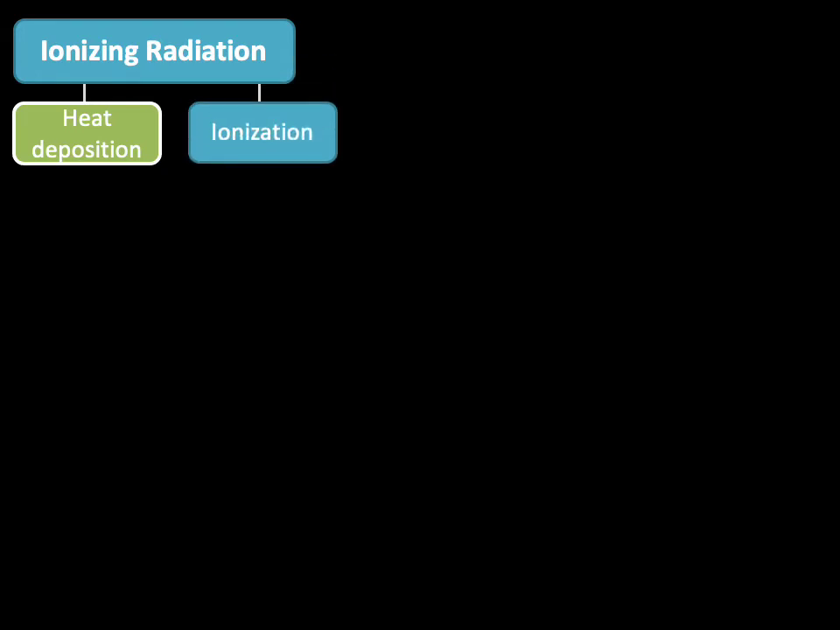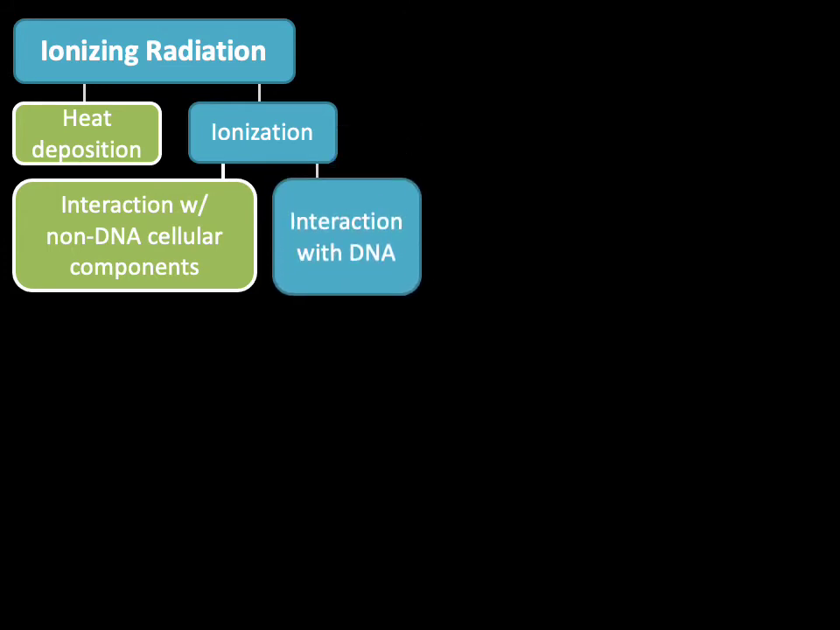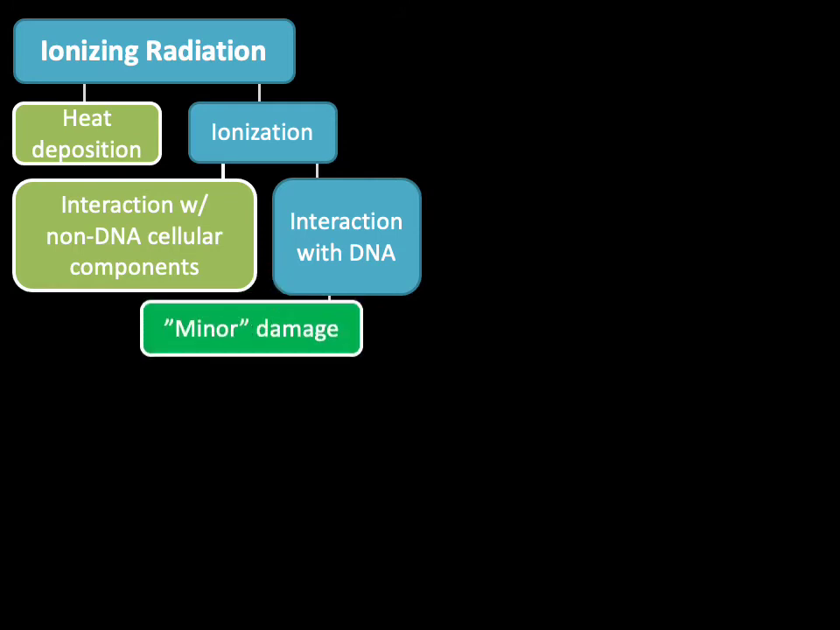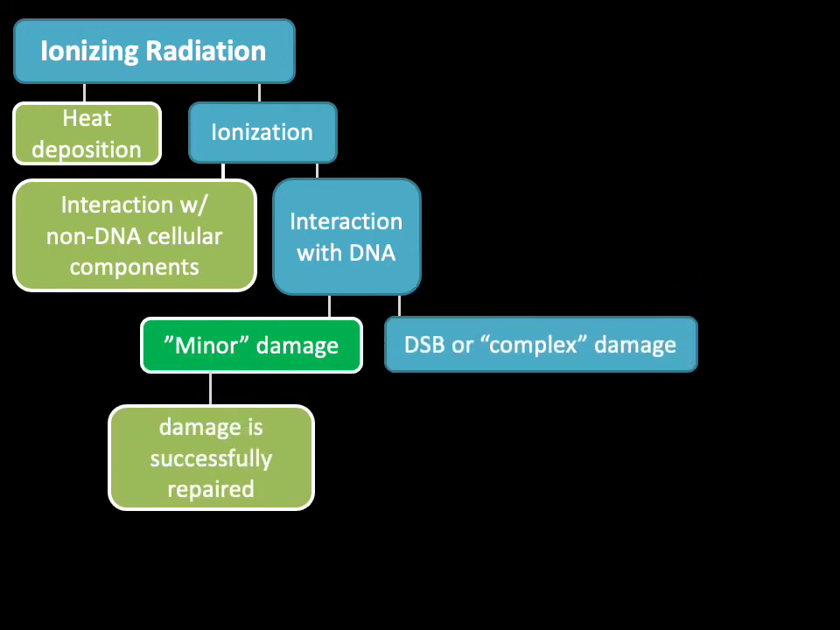So let's review what happens when ionizing radiation interacts with a cell. We can either end up with heat deposition, which, as I mentioned earlier, is of little biological consequence, or we can end up with ionization events. If these ionization events take place with non-DNA cellular components, again, they're typically of little biological consequence. If they interact with DNA, though, they can cause more substantial problems. Still, sometimes this results in minor damage, which can be successfully repaired. However, other times, we end up with a double-strand break or complex damage.